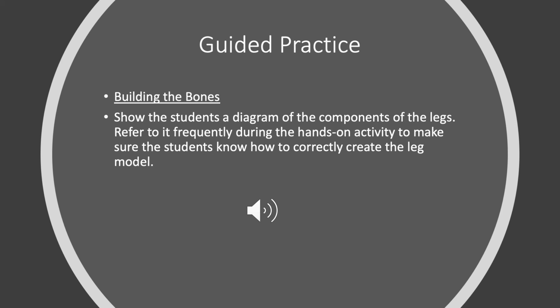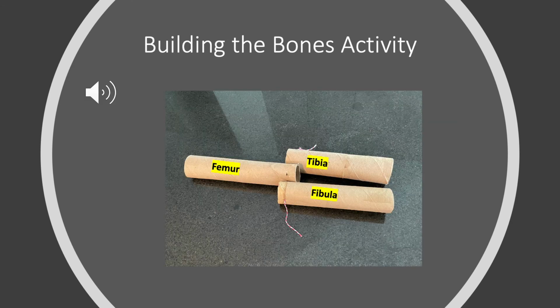For the guided practice section, students will engage in interactive activities. For building of the bones, you will show students a diagram of the components of the legs. They will refer to it frequently during their hands-on activity to make sure they know how to correctly create the leg model. Have each student label one paper towel roll as a femur bone and the other tubes as the tibia and fibula. Have each student slide yarn or wire through holes so that the tibia and fibula sandwich the femur roll. This will resemble a knee joint.